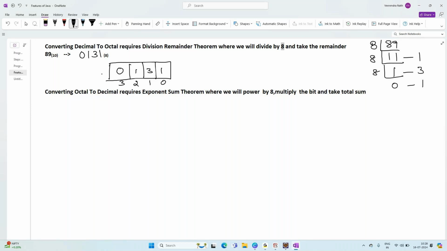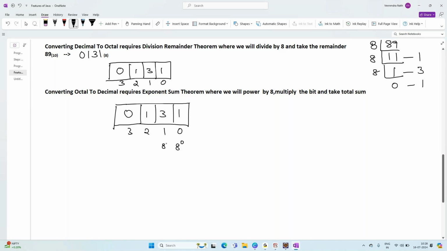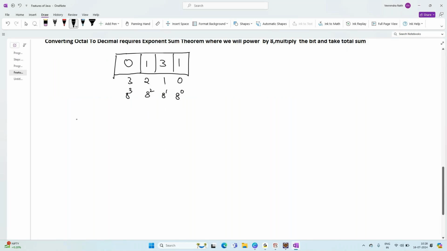So for octal to decimal, what do we have to do? Again you take this 1 3 1 and 0. As I told you, the positions are 0 1 2 3. Now we write 8 to the power of 0, 8 to the power of 1, 8 to the power of 2, 8 to the power of 3. Okay. Now 8 to the power of 0 into 1. Next 8 to the power of 1 into 3. Next 8 to the power of 2 into 1. 8 to the power of 3 into 0.